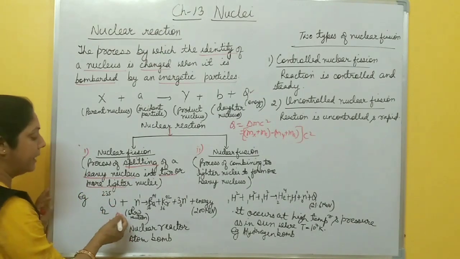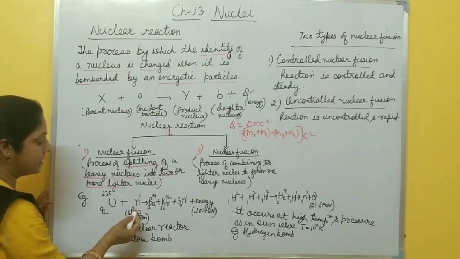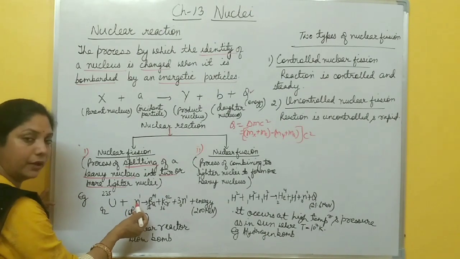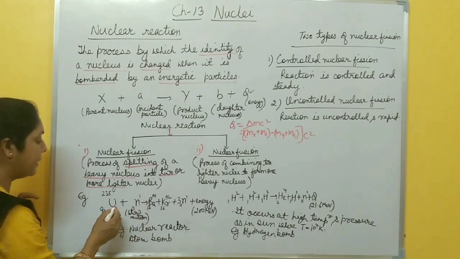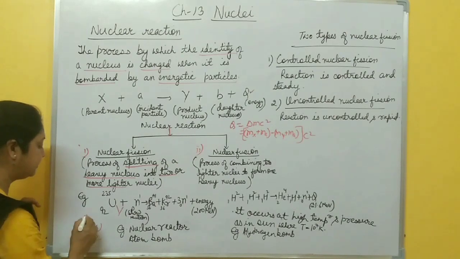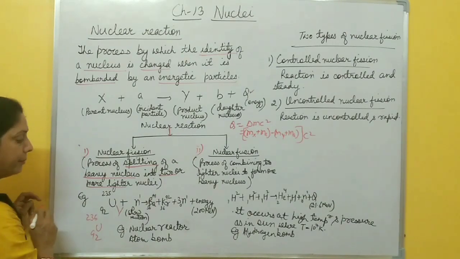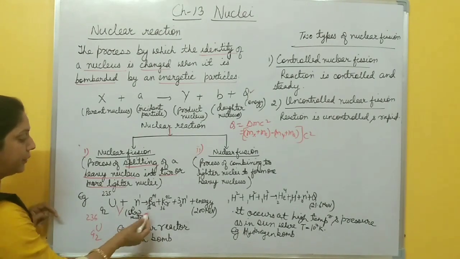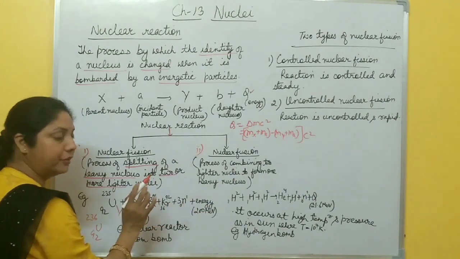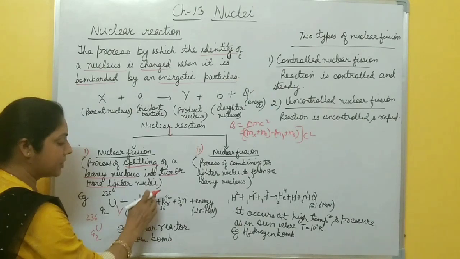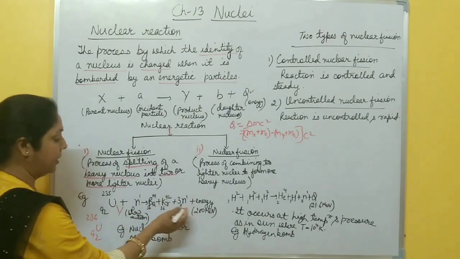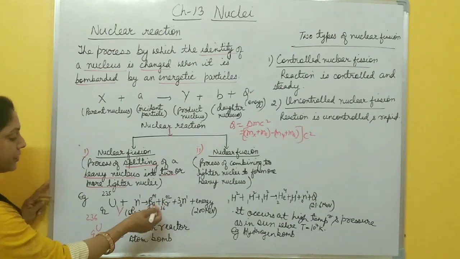First it is bombarded with a slow neutron, 0 and 1. After bombarding uranium 92 with neutron 1, uranium-236 is formed, and then it is split into barium, krypton and 3 neutrons, plus a large amount of energy is released. Barium is 56,141 plus krypton 36,92 plus 3 neutrons. If you want to balance this equation, you can balance this.